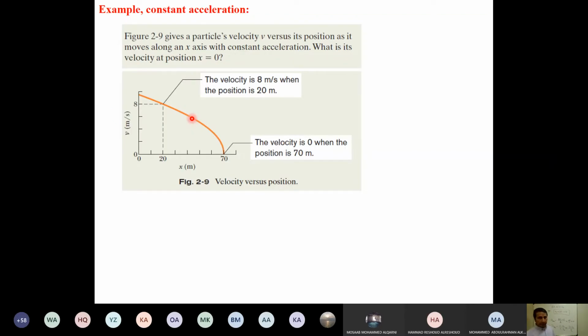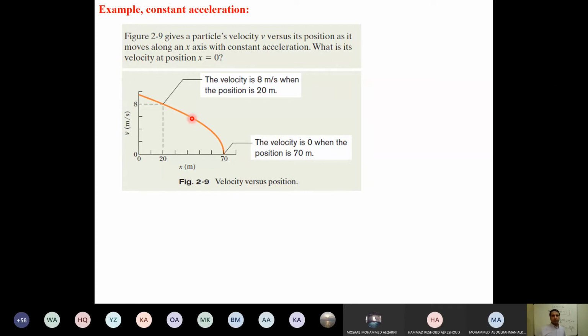Okay, let's do this problem here. This equation gives the particle velocity versus its position as it moves along an x-axis with constant acceleration. What is its velocity at x equal to 0? So we want to determine the initial velocity, and you cannot really assume that it is 0, right? Because it's not 0.